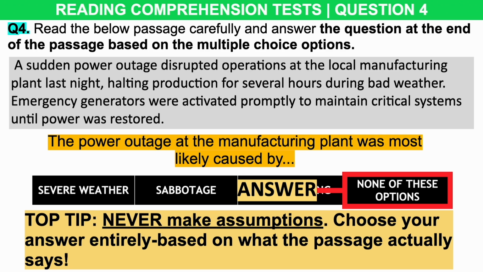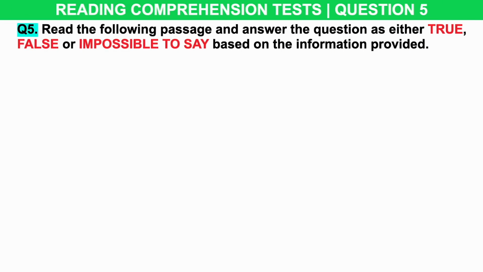So now let's try some of these questions for yourself, but let's really ramp up the difficulty of this by looking at a more realistic verbal reasoning style question here. This time you'll have to decide whether a statement about the passage is true, false, or impossible to say.